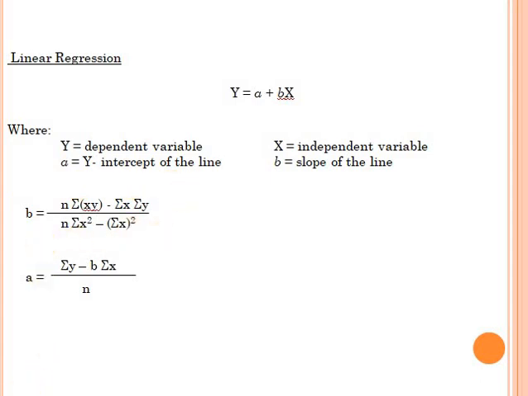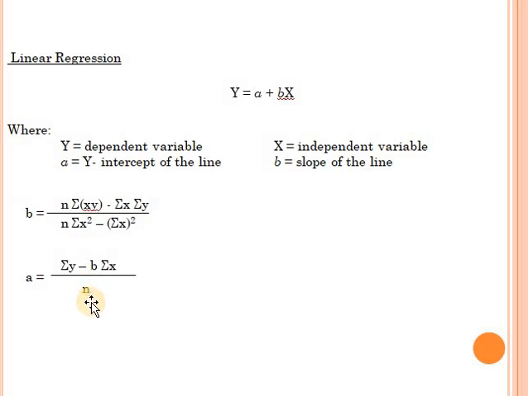Now B has the following equation. B equals N, the number of periods, times the summation of X multiplied by Y, the dependent and independent variables, minus the summation of X multiplied by the summation of Y, over N times the summation of the square of X, the independent variable, minus the summation of X all squared. So this is different than this. A equals the summation of Y minus B, the slope that we will get using this equation, multiplied by the summation of X over N, the number of periods.